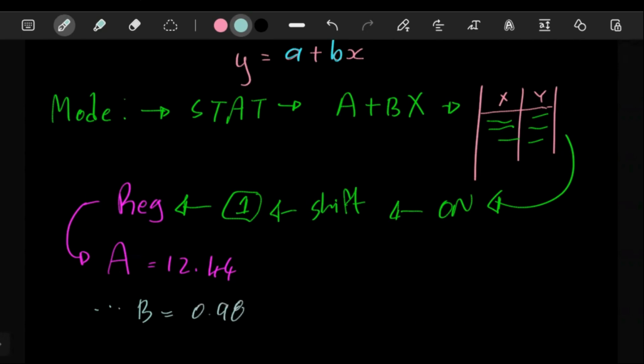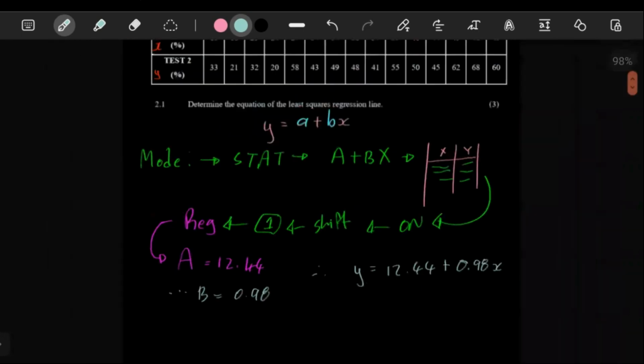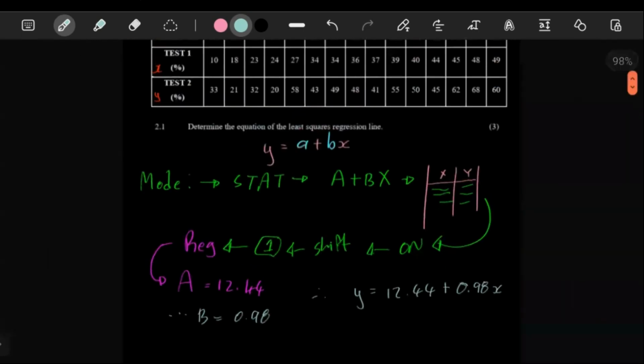There we go. So here you're going to say, therefore, Y is equal to 12.44 plus 0.98x. There we go. We love to see it. So that's what you would do for this particular question.